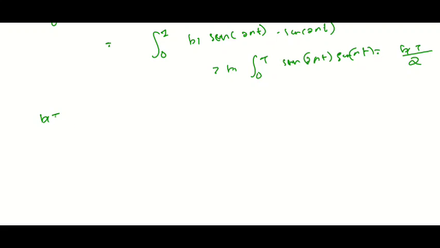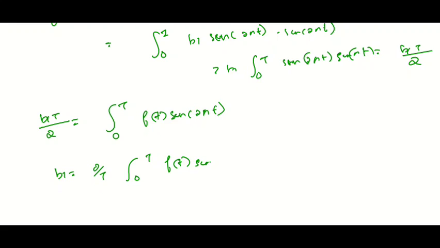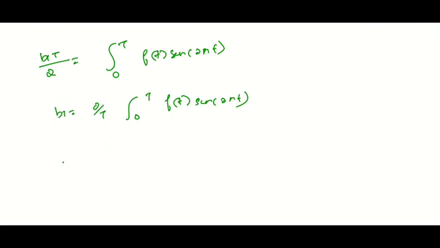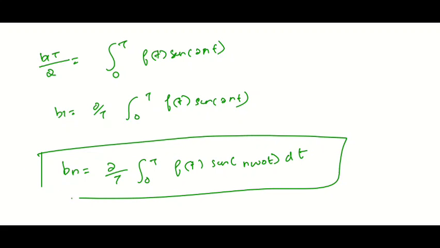Right. So to get b1 T divided by 2, we have to multiply f of t by sin 2 pi t and integrate from 0 to T. So what about b1? b1 is equal to 2 by T times the integral from 0 to T of f of t sin 2 pi t, right. So that is for b1. So what about bn? 2 by T times the integral from 0 to T of f of t sin n omega 0 t dt, with only one change, the n. So this is the formula for bn. We got the formula for bn, right? That is okay.